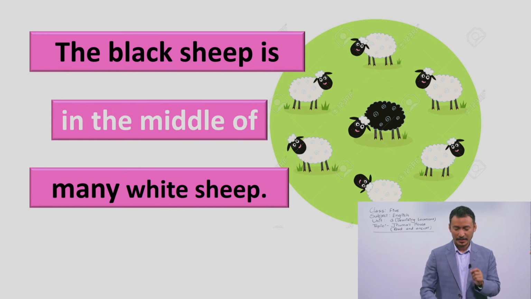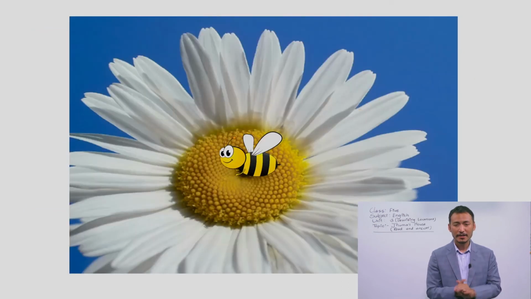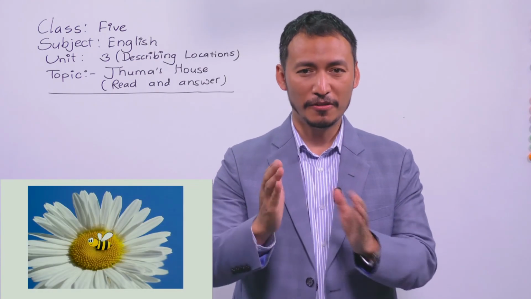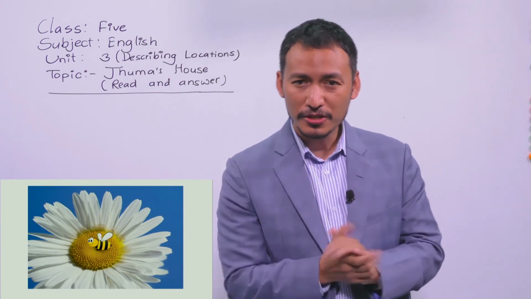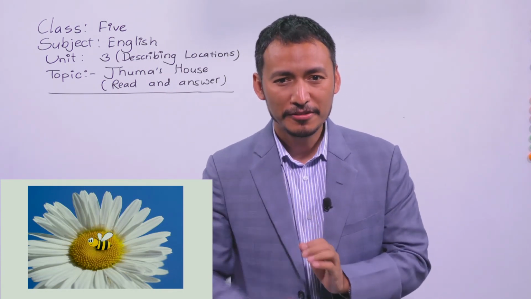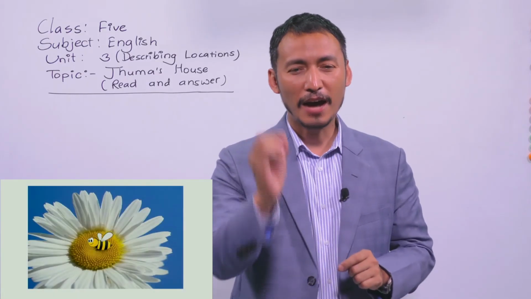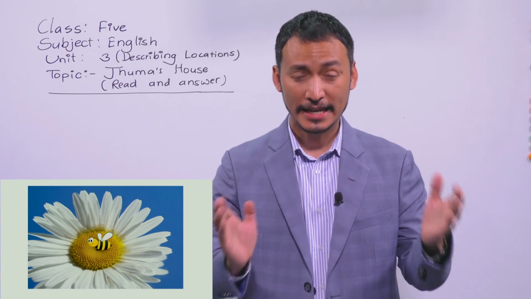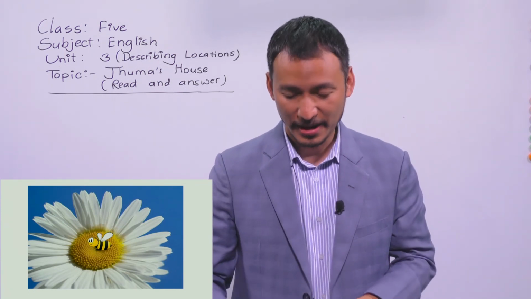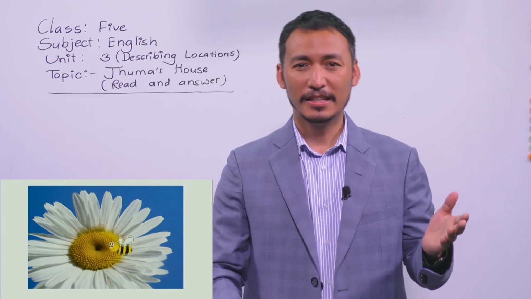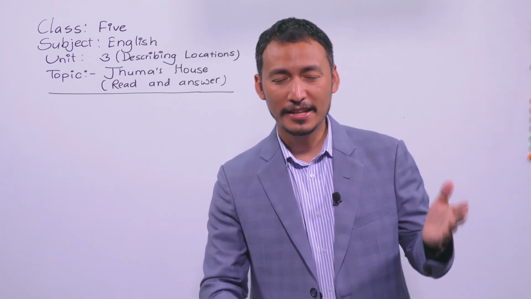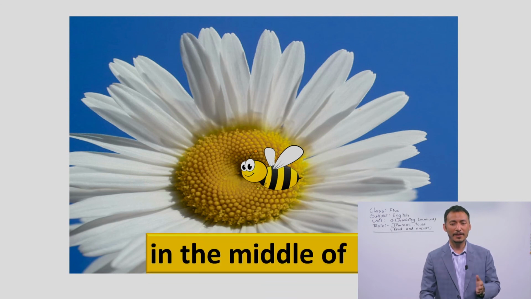Is it clear, students? Okay, now next, let's see. Again, to mean something in the center, we have already seen. What do you use again? Where is the bee? Can you tell me now? What did we say earlier? It was in the middle of, right? So how do you say where is the bee? It is in the middle of the flower, right? So look at the bee. It is flying in the center. It means in the middle of the flower.